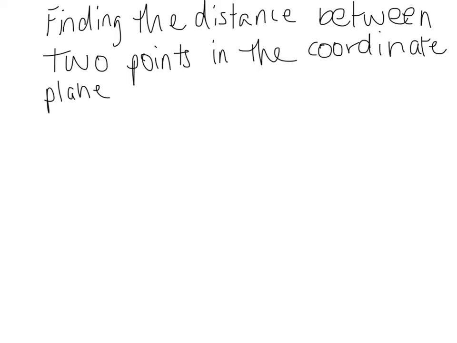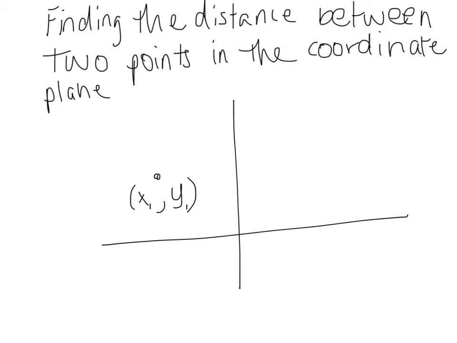Okay, let's say you have 2 points in the coordinate plane, any 2 random points. Call the first one x1, y1. Those are not exponents, they're subscripts, they're just saying it's the first x and the first y. And somewhere out there, I guess I'll make a random coordinate plane here. Somewhere out there in the rest of the coordinate plane, there's another point, x2, y2.